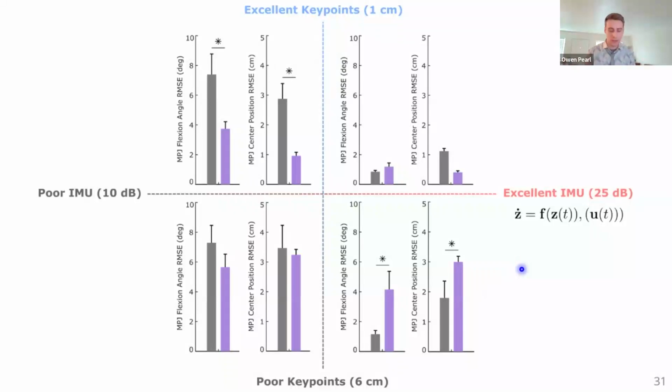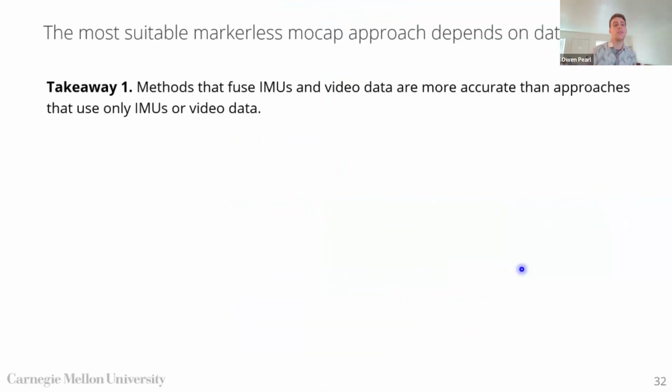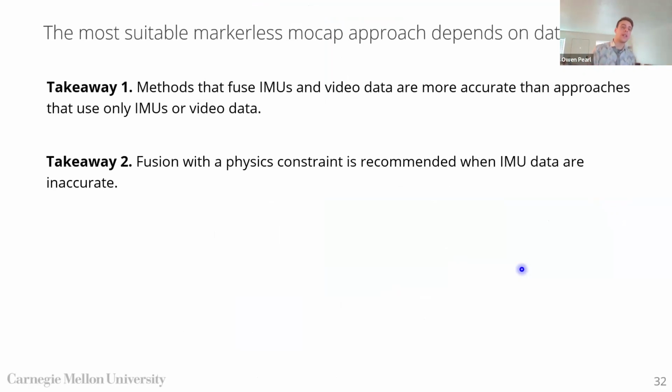So what does this all mean? Well, kind of coming back to the overview here, it seems that these fusion methods are consistently outperforming the single modality methods across the entire noise spectrum that was tested because of this complementary nature. But adding the physics constraint to that fusion process seems to be particularly recommended when you have physics that are better than the IMU data itself and have less uncertainty.